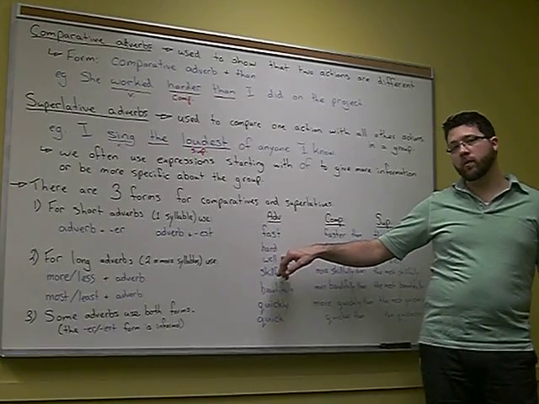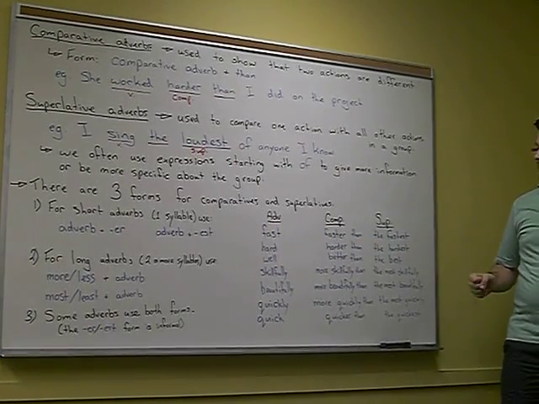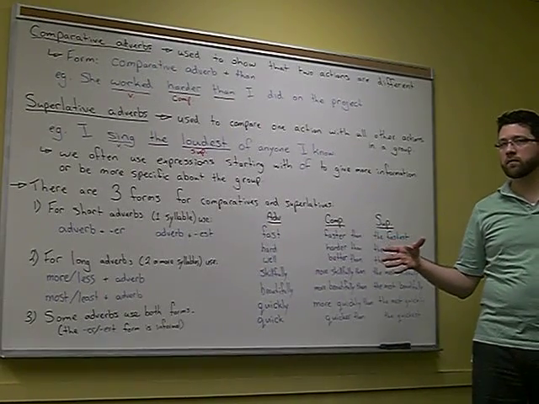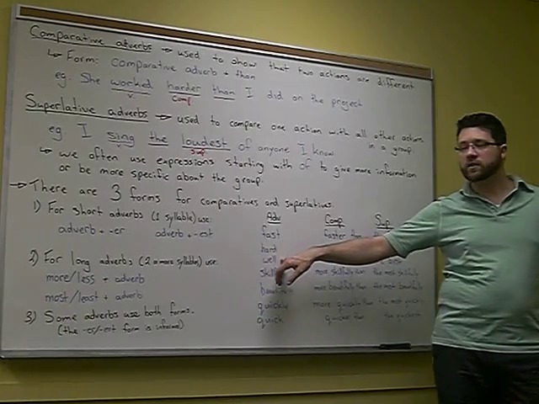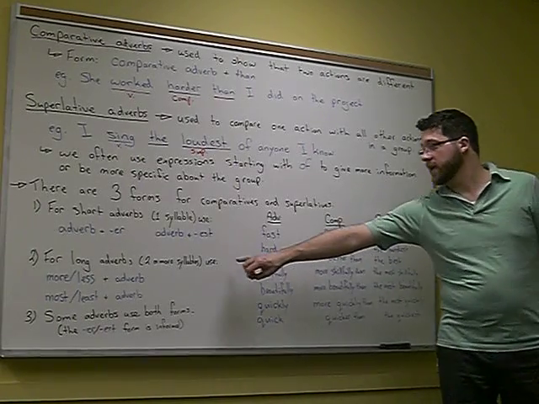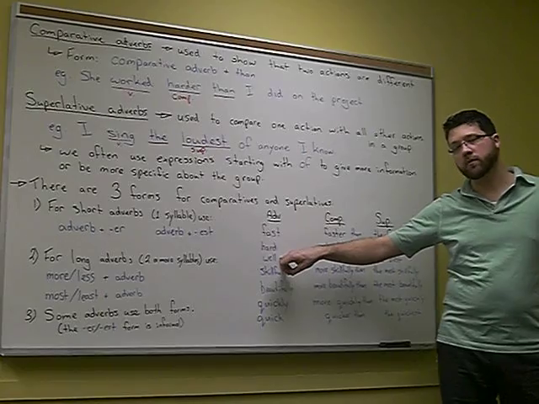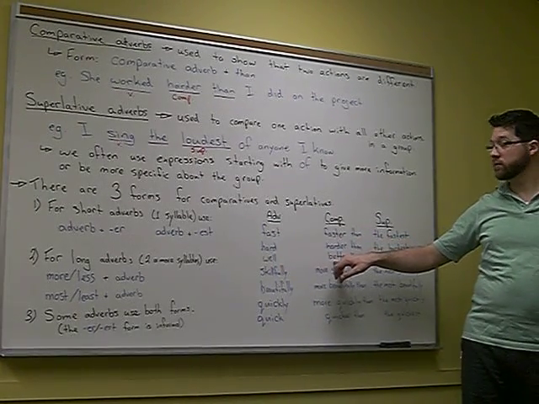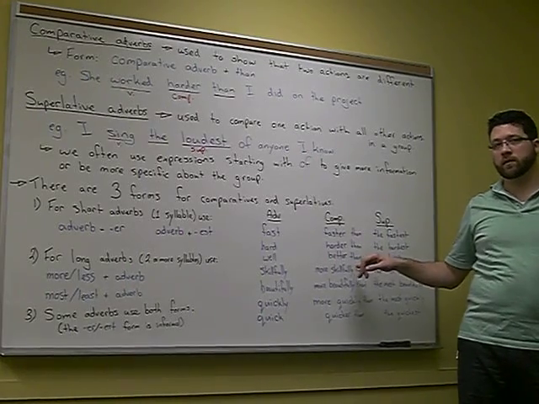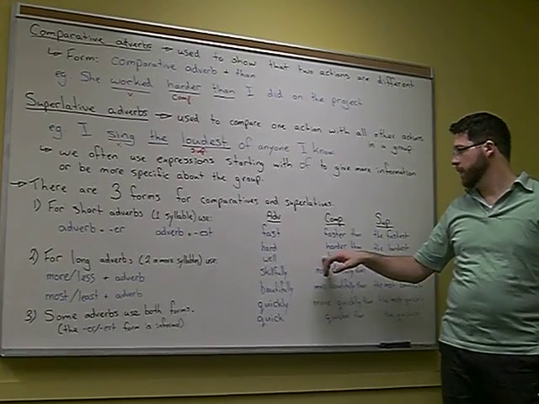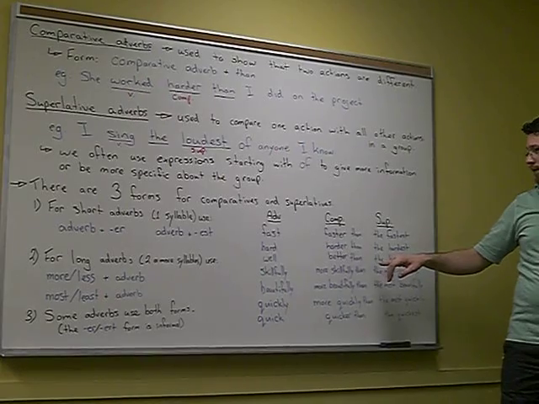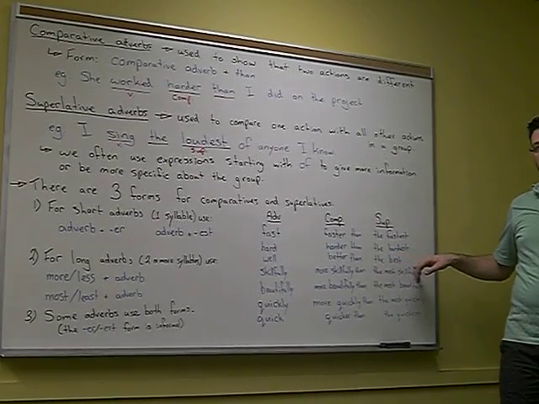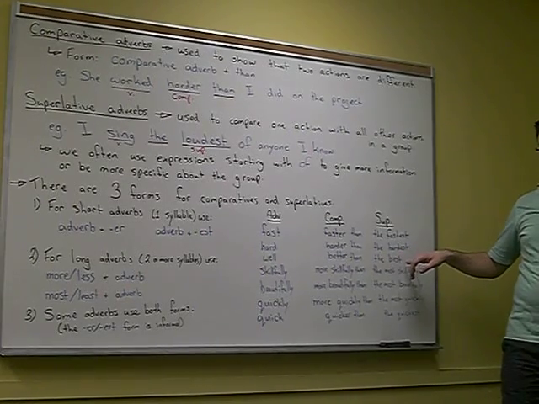Now, we do have irregular forms. Our adverb well, what's the adjective? That's right, the adjective is good. So the adjective is good, the adverb is well, the comparative is not weller, it's better. So there's a change in the form. Better than. And we don't say the wellest, we say the best for our superlative form.